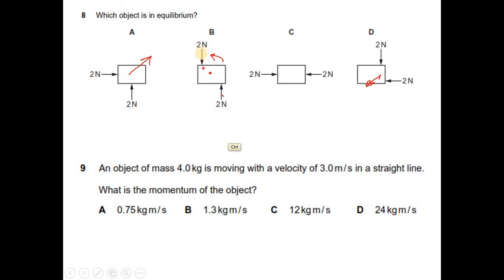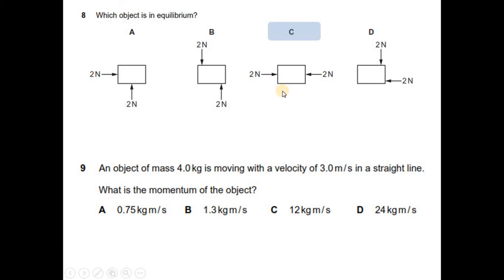Again, these are two equal and opposite forces, but the lines of action are different. This force is acting in that direction and that force in that direction, so the object will not be in equilibrium, it will be rotating about the center. But for two equal and opposite forces whose line of action is exactly the same, acting along a line, that's why object C is in equilibrium.